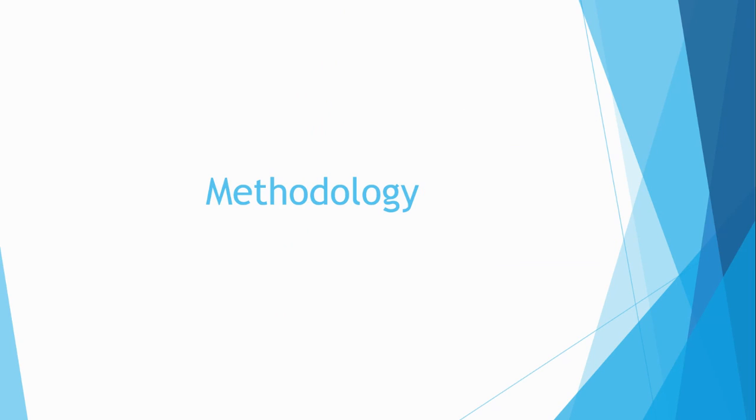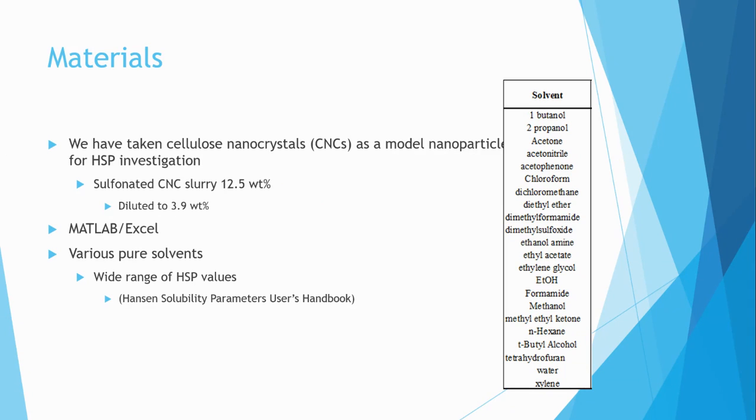Now I'm going to talk about the methodology of the system and how we can actually determine the HSP sphere of a species through experimental observation. For the materials of this lab, we have taken cellulose nanocrystals, or CNCs, as a model nanoparticle for HSP investigation. However, other nanoparticles can be used in place of our species, and the methodology will likely be identical. You will also need Matlab and Excel and various pure solvents.